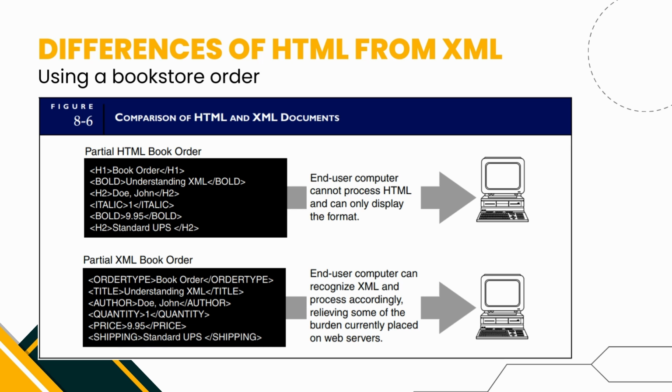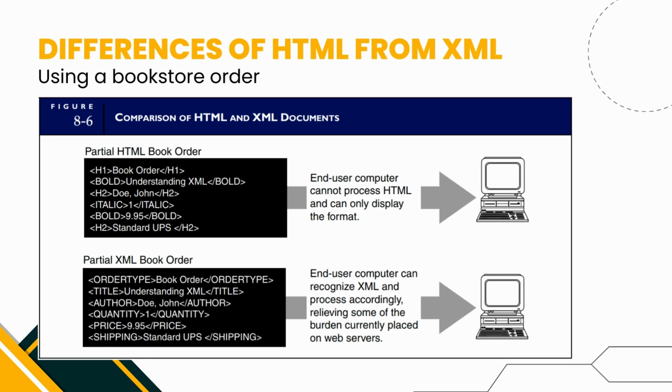Although both examples use tags, words that are bracketed by the same symbols, and attributes, the way in which these tags and attributes are used differs. In the HTML example, the tags have predefined meaning. They describe how the attributes will be presented in a document. The book order in this example can only be viewed visually and must be manually entered into the bookstore's order entry system for processing. Thus, end-user computers cannot process HTML and can only display the format.